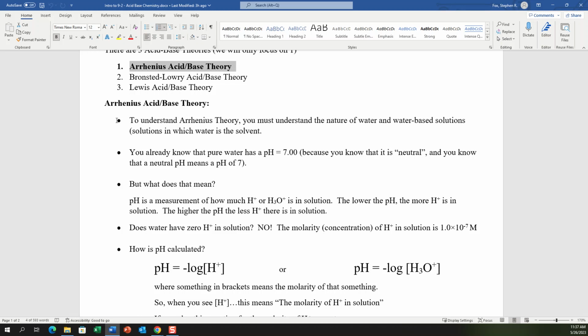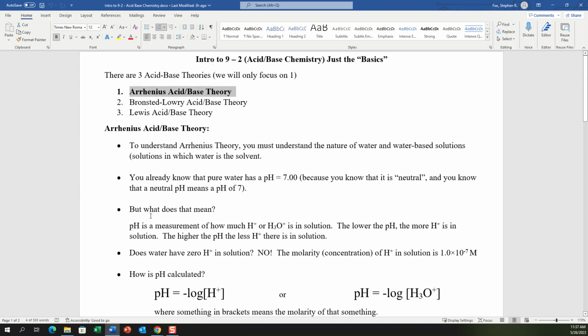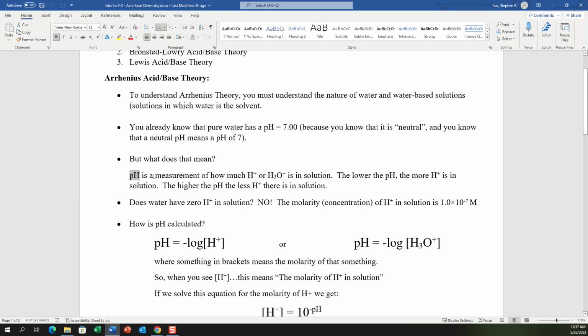But what is pH a measurement of? So what pH is, it's a measurement of how much H plus is in your solution, hydrogen ions. Now, the real thing that's going on in water is you're getting what we call hydronium, H3O plus. But to simplify it, we'll call it H plus.